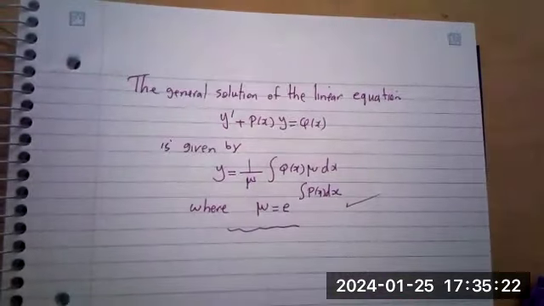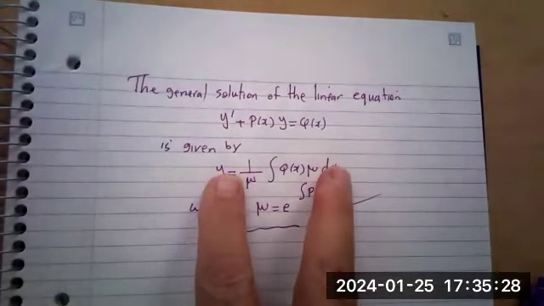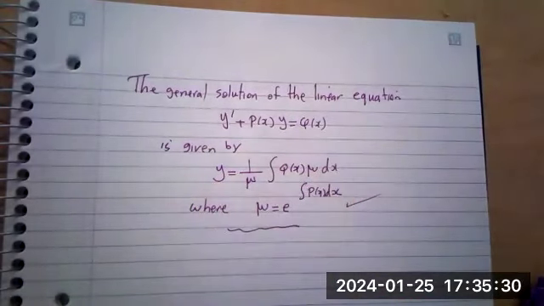When you integrate to find the mu, you're just finding one mu. So there is no constant. And when you're integrating the last part, this is the solution of your equation. You are going to have a constant. That's the way we do it.